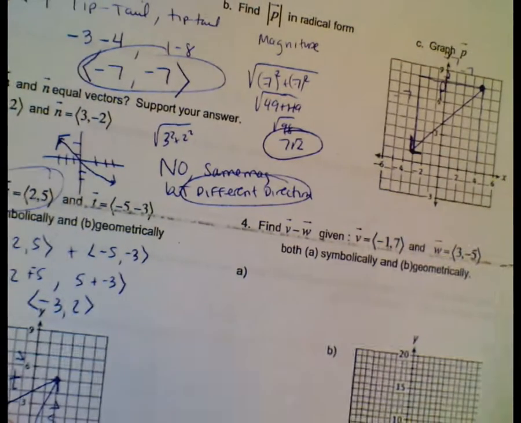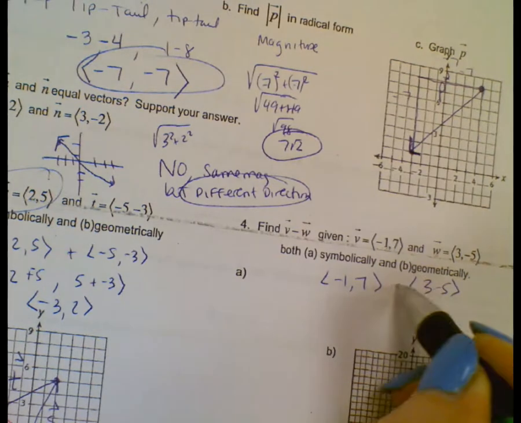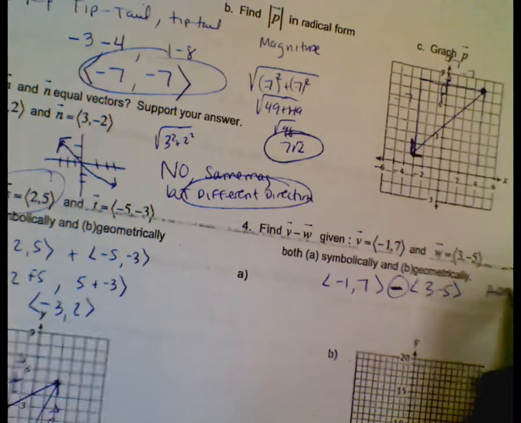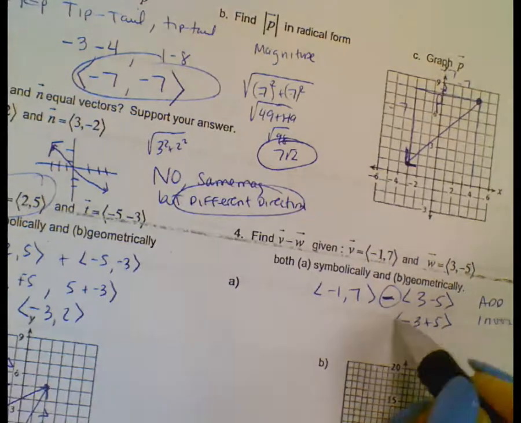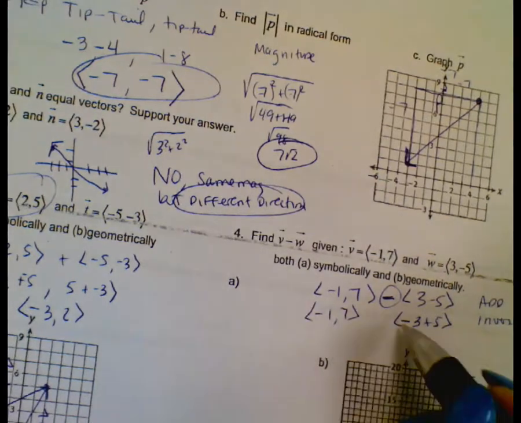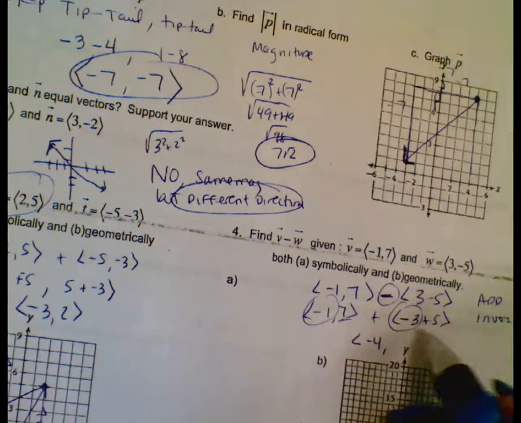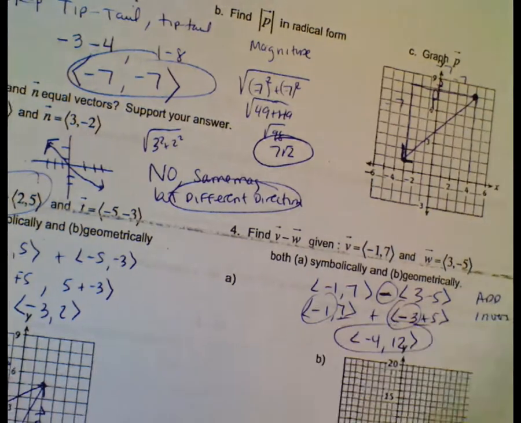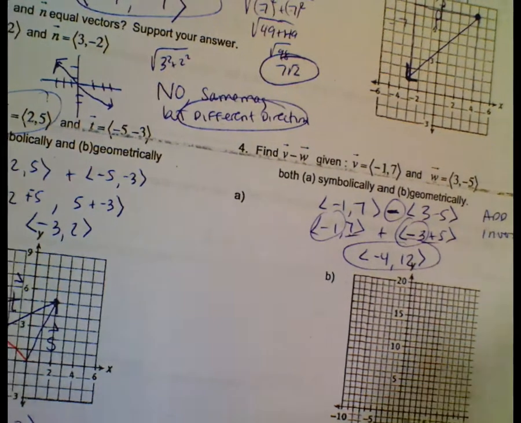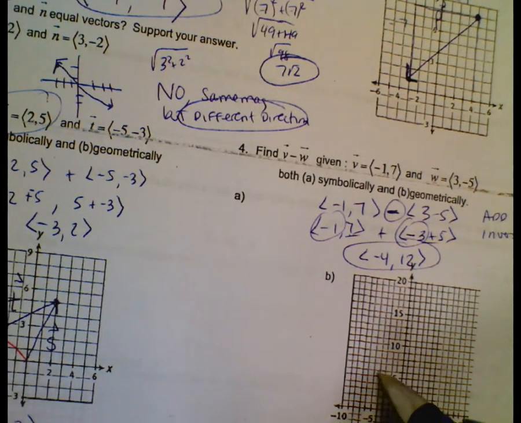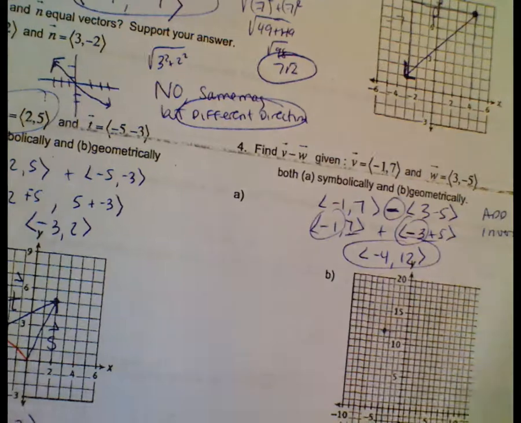So 4. I'm going to do symbolically first. -1, 7. 3, -5. But we're subtracting, so this means additive inverse. We're going to distribute the negative. If you add your x's, you're going to get -4. If you add your y's, you get 12. So your vector diagram, your triangle should end at -4, 12. So let's just do that. -4, it's going to end about right there.